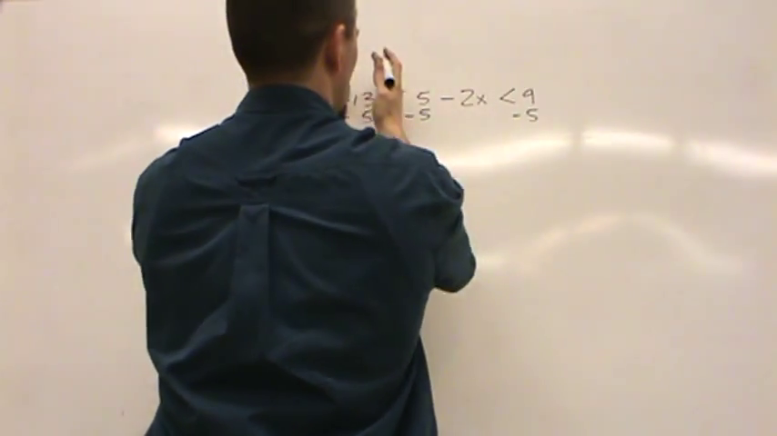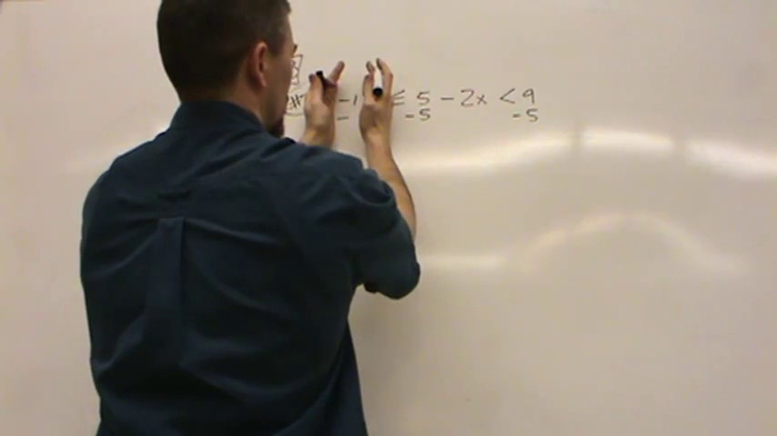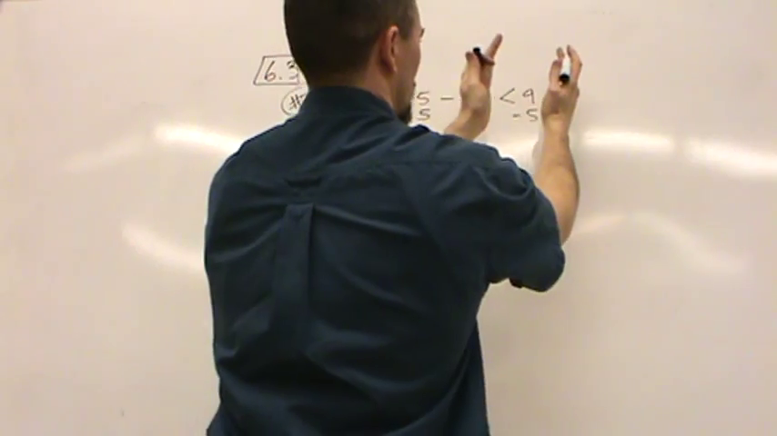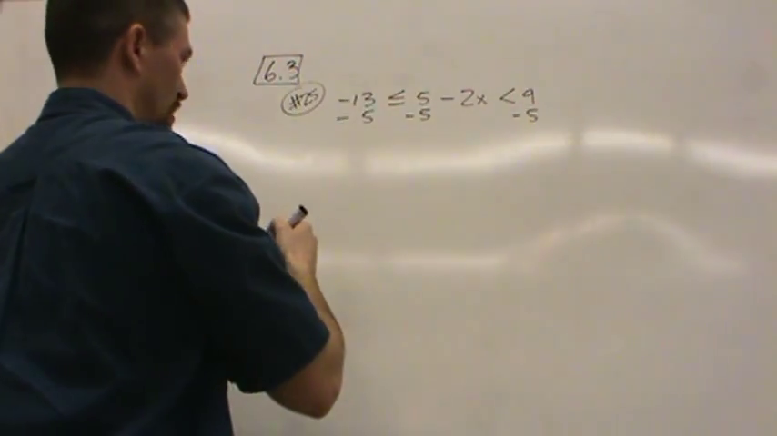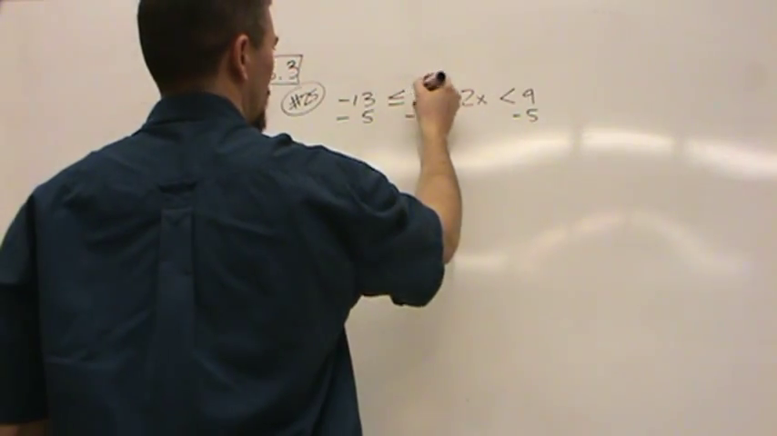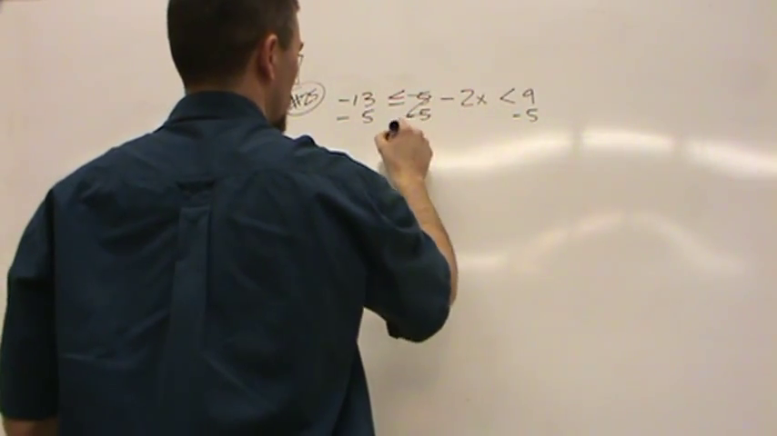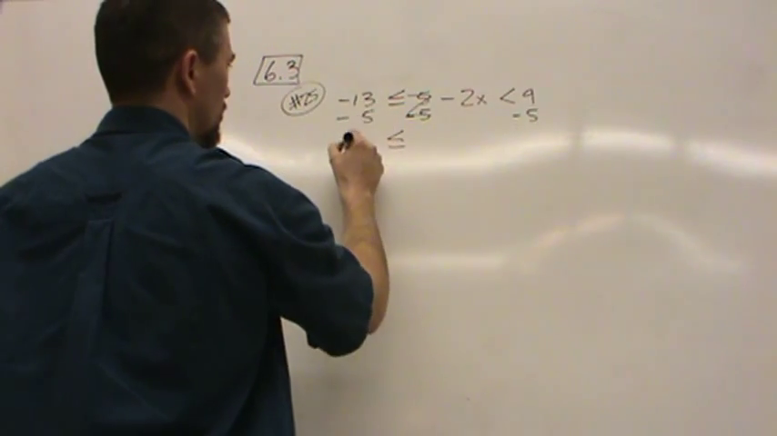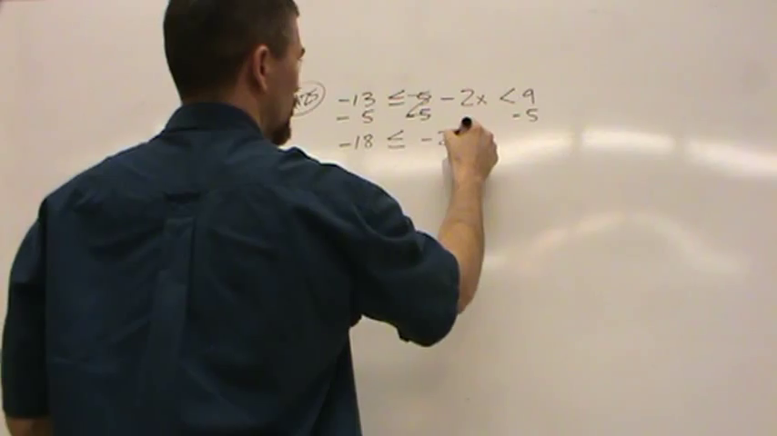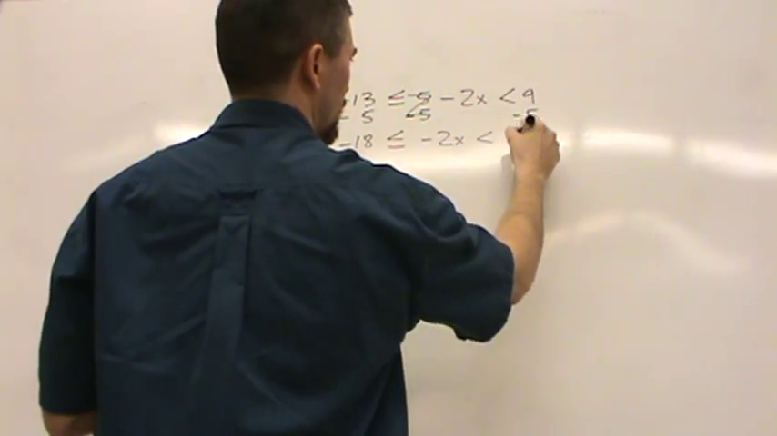There's three portions. This side of the equation is related to that side, which is related to that side. So however we treat one of those sections, we've got to treat each one. So what happens here is this is just gone, because it turns into a 0. This would be negative 18. And now we have negative 2x, and here we have 4.